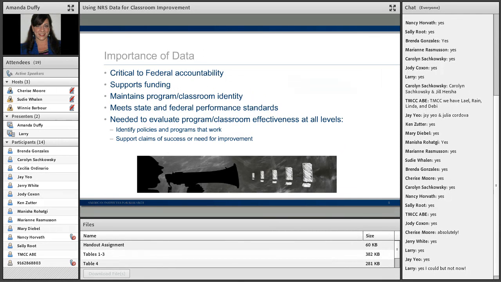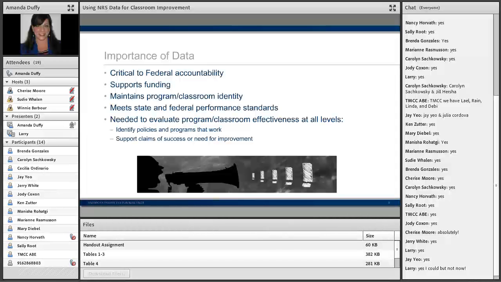So what is the importance of data? On the last slide, I mentioned that data was everywhere, and it could help you with your classroom improvement. But I first really want to take a big picture look at why data are so important in adult education. First and foremost, it's critical to federal accountability.